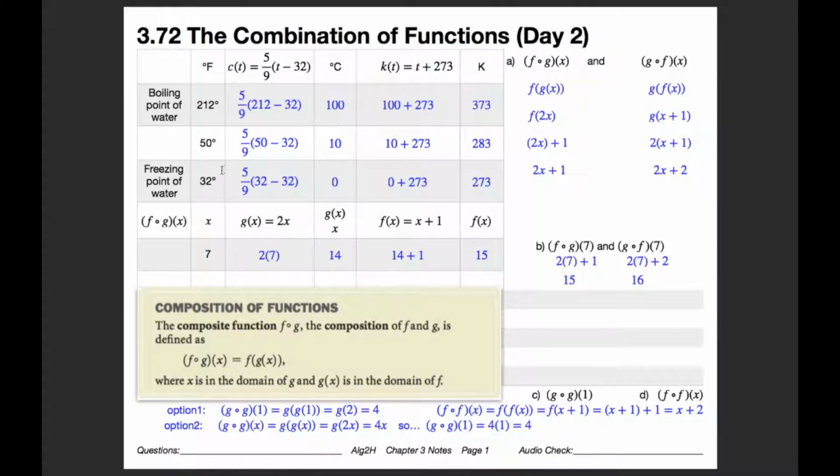Wouldn't it be a whole lot easier, if your goal is to go from Fahrenheit all the way to Kelvin, to come up with just one single function that you could put all this in? It seems like a whole lot of work to go back and forth. What if you could somehow have one function go directly from Fahrenheit to Kelvin? Well, that's what the combination of functions is.